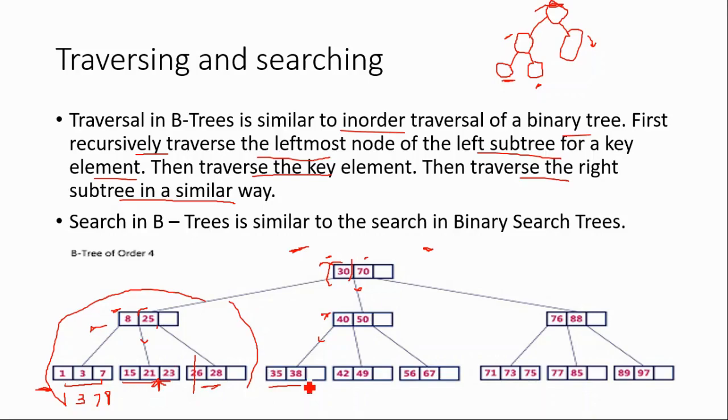After this we come to the top level and traverse 40 or print 40. After this there is another subtree, and here we have these 2 nodes 42, 49. We have printed these 2, then we print 50. After this then we have 56 and 65. After this we have to print 70. After this is another subtree.